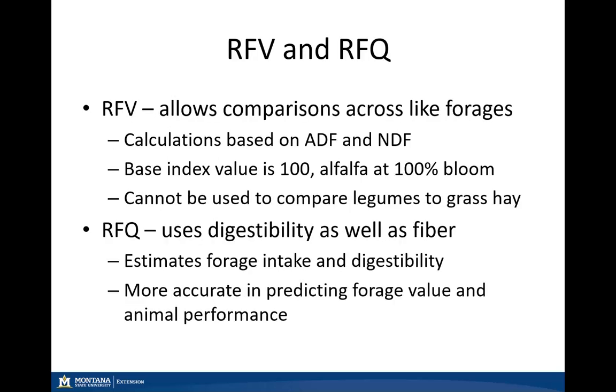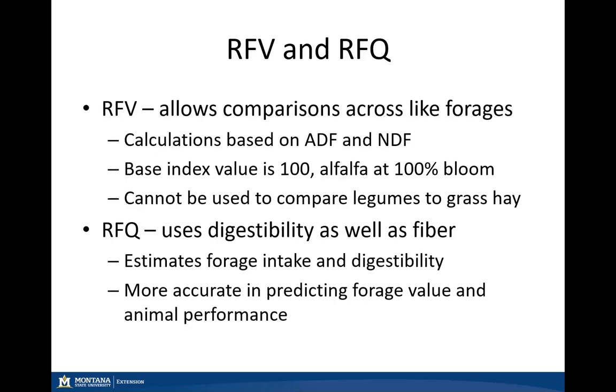We also have the relative feed value, or RFV, and the RFQ, or relative feed quality systems. Now, relative feed value allows for direct comparisons between like forages. So, comparing legume to legume or grass to grass hay. You cannot compare across different forages.